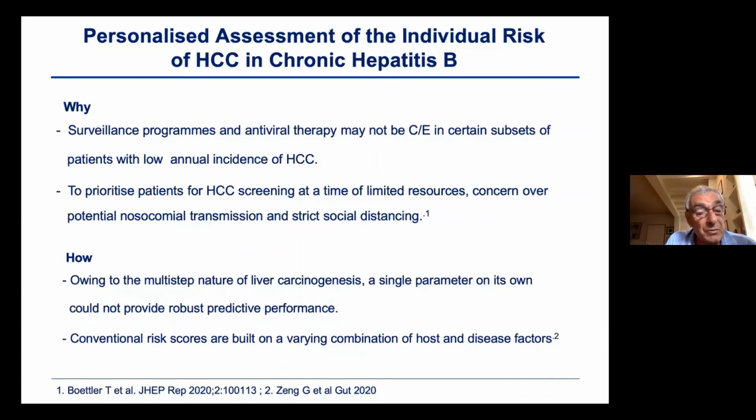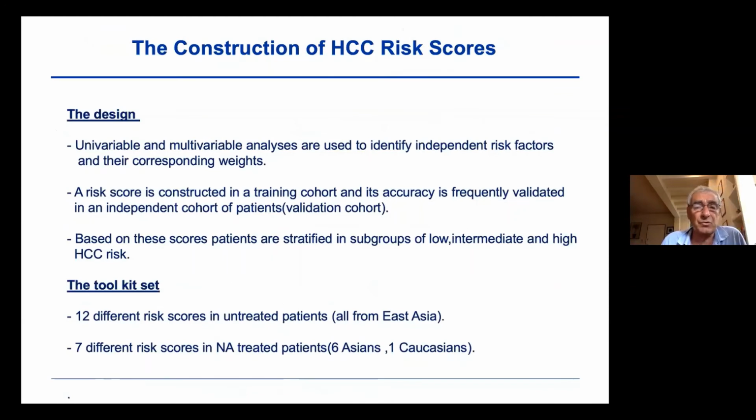On top of this, we wish to ask ourselves, how can we achieve such a goal, owing to the fact that liver cancer follows a multi-step pathway. A single parameter on its own could not provide a robust predictive performance. In the very beginning, we identified cirrhosis first as a predictor of liver cancer and subsequently serum levels of DNA, but they are not enough. Conventional risk scores that are now in place are built on a varying combination of host and disease factors. And let me tell you that to construct a risk score for liver cancer, we need to scrutinize, through univariable and multivariable analysis, the cohort of patients who have been chronically infected with hepatitis B while receiving or not receiving antiviral therapy.